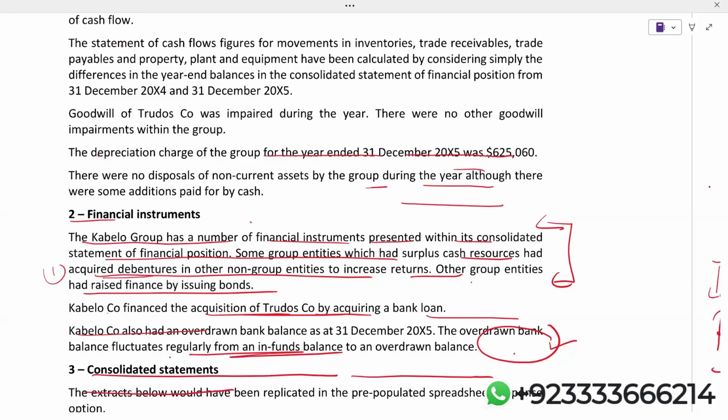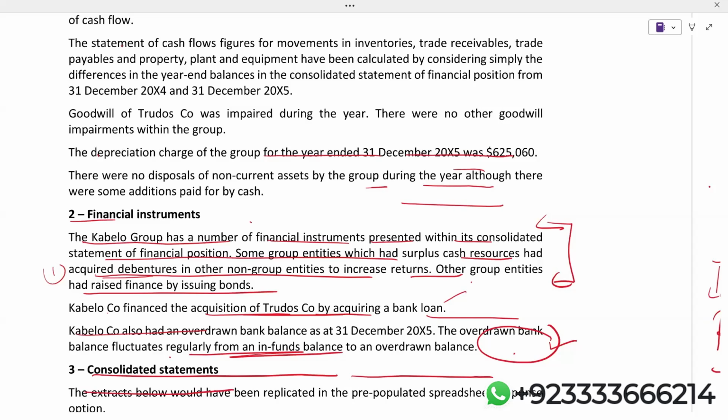Kabelo company financed the acquisition of Todos company by obtaining a bank loan. Taking a bank loan to buy a subsidiary is a financing activity, while acquisition of a subsidiary is an investing activity. Students, are you getting the difference?